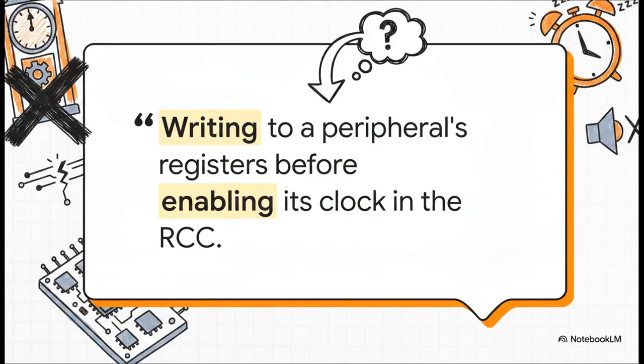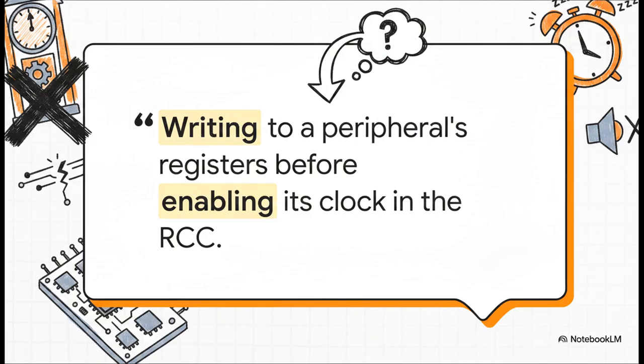This perfectly highlights the absolute #1 beginner mistake in STM32 programming: trying to talk to a peripheral before enabling its clock in the RCC. It's a guaranteed fail. See, if that clock isn't on, the peripheral won't flag an error. It won't send a warning back to your debugger. It literally just ignores you. You're basically shouting into a void.